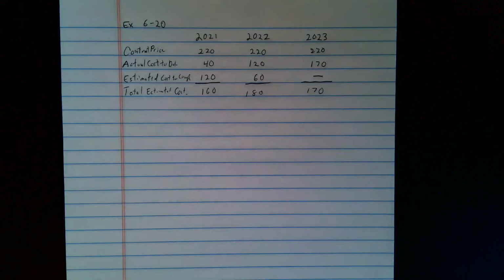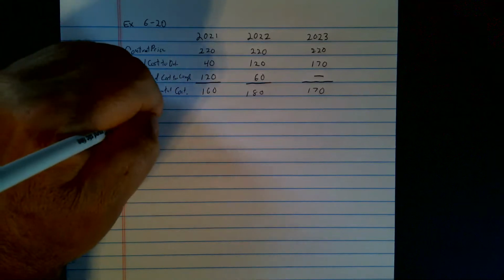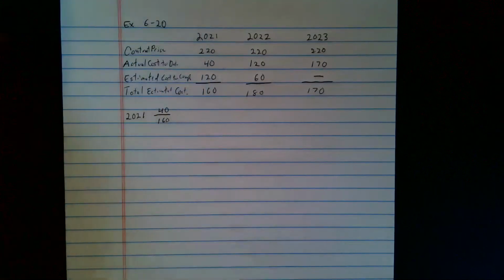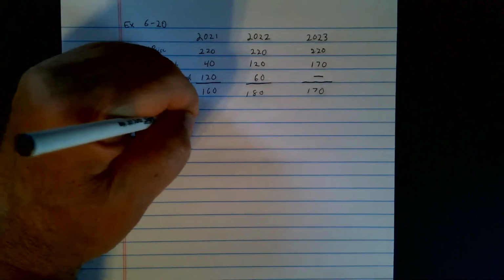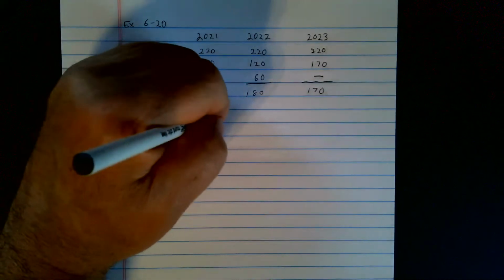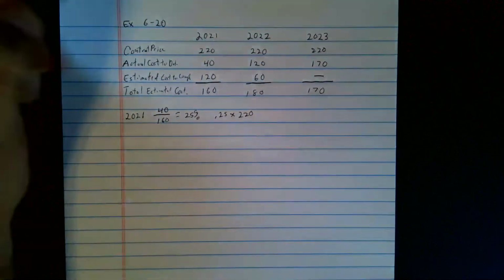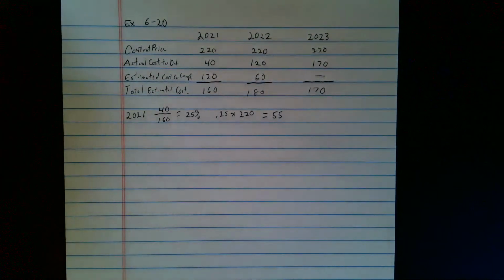Okay, so how much revenue are we going to recognize in each year? So in year one, 2021, we did 40 worth of work, and we thought the total would be 160, right? And so that equals 25%, and we multiply 0.25 times 220, the 220 million here, and so we're going to recognize 55 million in revenue for 2021.